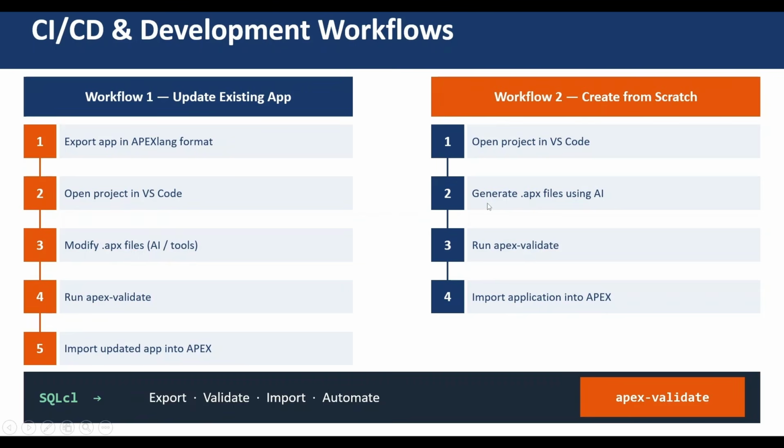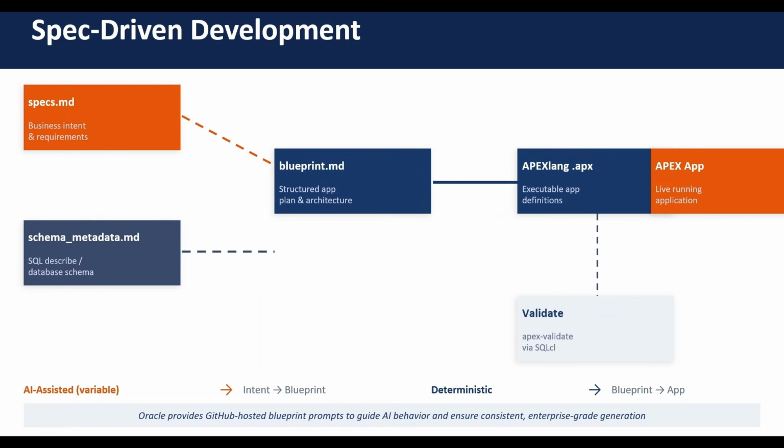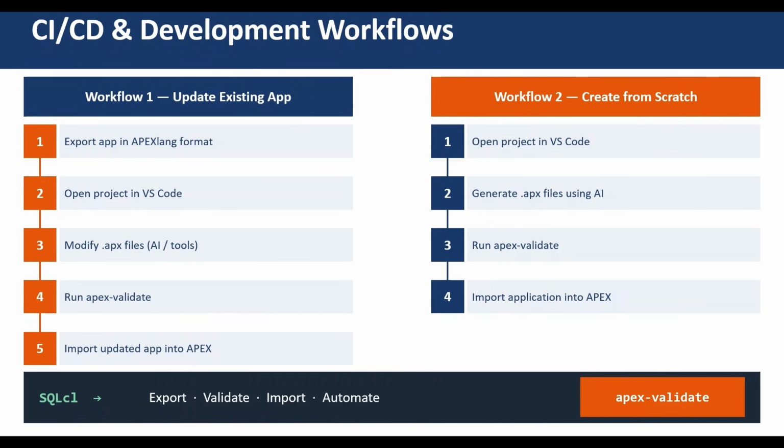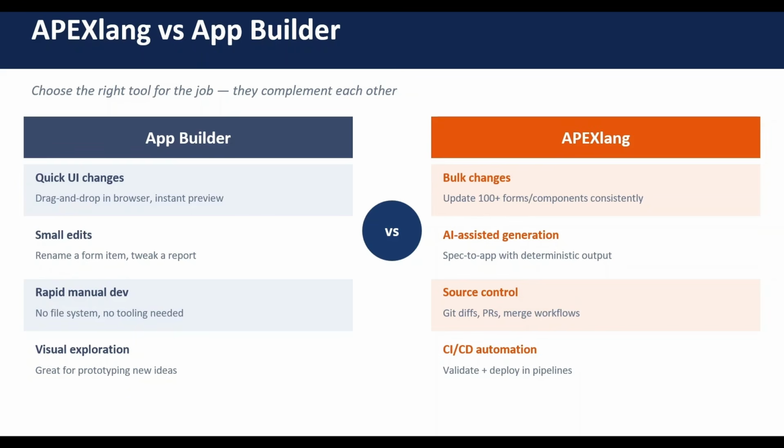Else, we can generate the blueprints as we have seen here with the spec and with the schema metadata, and then we can import it and get it up and running. When should we use APEXLang and when should we use App Builder? So shouldn't we use App Builder at all?